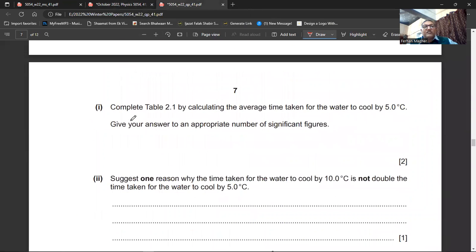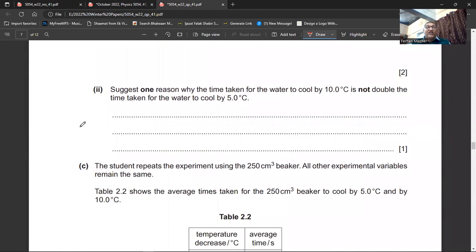Then question number 2 B, second part. Suggest one reason why the time taken for the water to cool by 10 degrees centigrade is not double the time taken for the water to cool by 5 degrees centigrade. You see, as the temperature drops, the difference between the temperature of the hot water and the surrounding room temperature decreases. When the temperature difference between the hot body and the surrounding decreases, the rate of heat loss from that hot body also decreases. That's why the time taken for the drop of 10 degrees centigrade will be more than double the time of the 5 degrees centigrade drop.